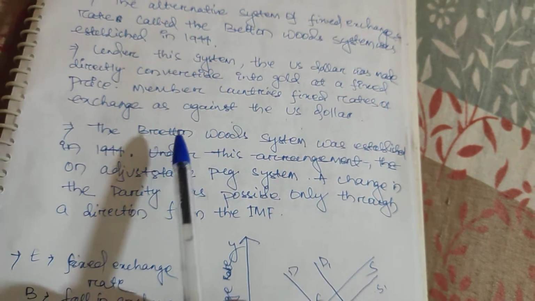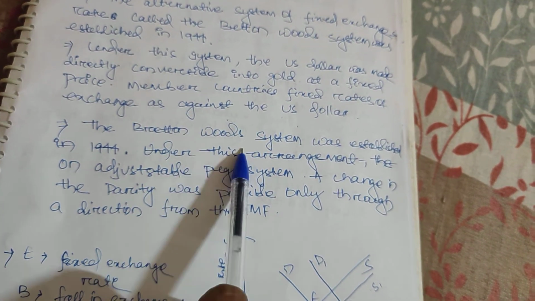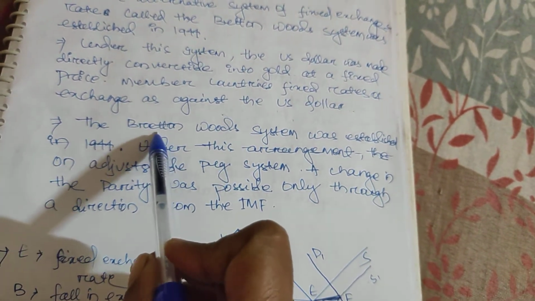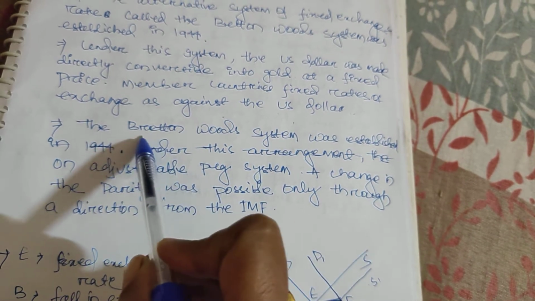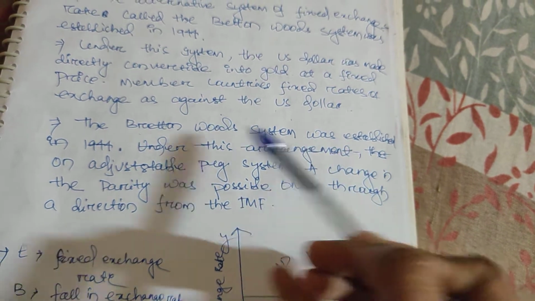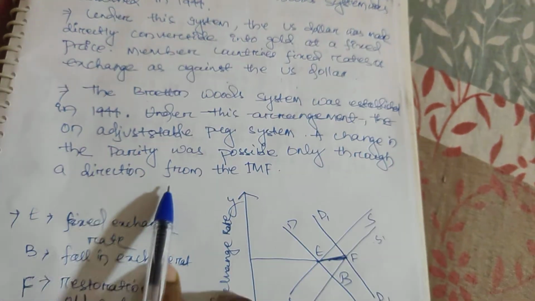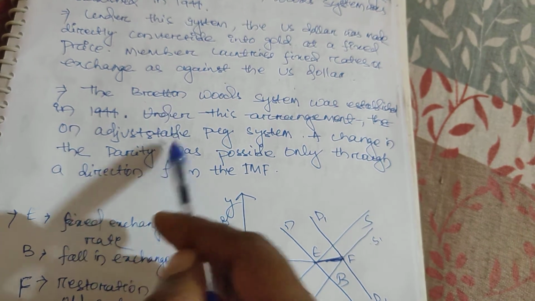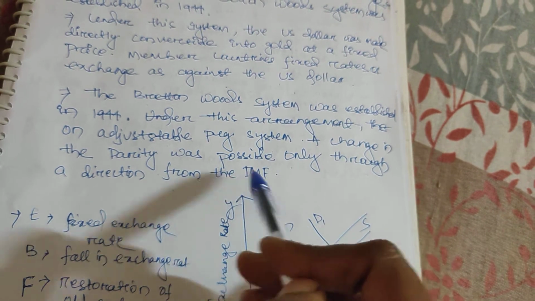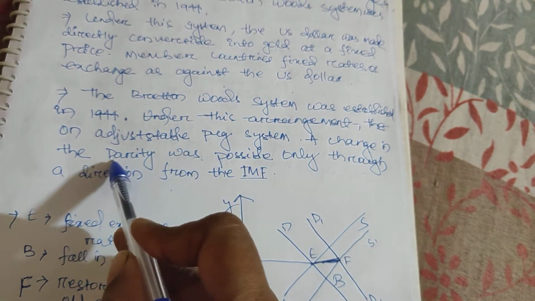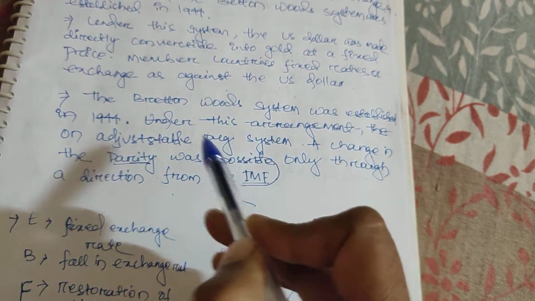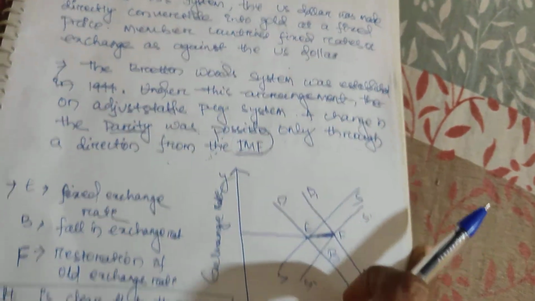Remember, I will take a special video for the Bretton Woods system. It's very important: how it improved, how it failed, everything I will explain in this international trade series. The Bretton Woods system was established in 1944, and that system adopted the adjustable peg system. A change in the parity was possible only through direction from the IMF. If any change is there in the parity, that will be possible only with the direction of the International Monetary Fund. Other than that, it will not change.